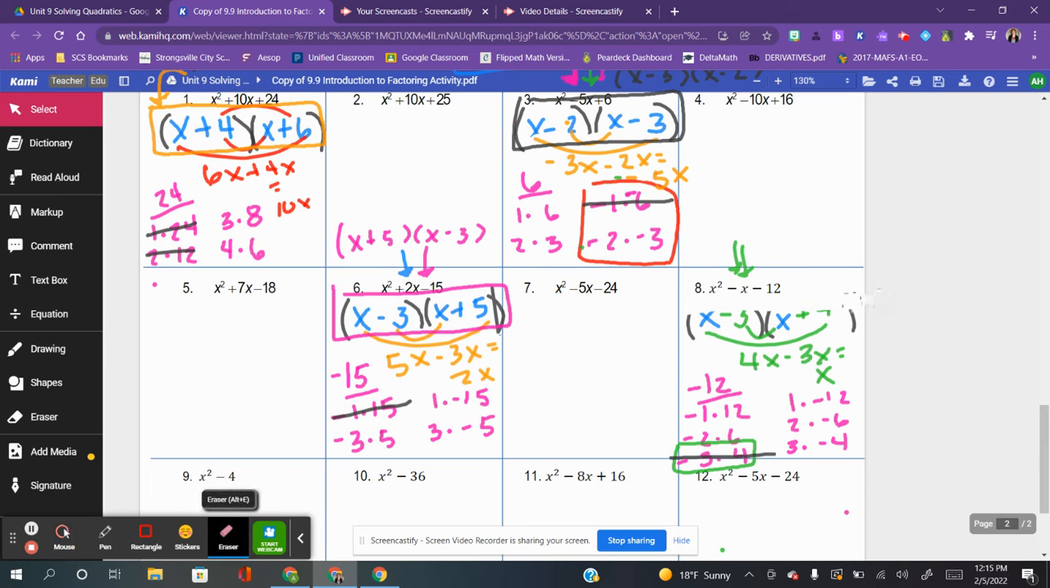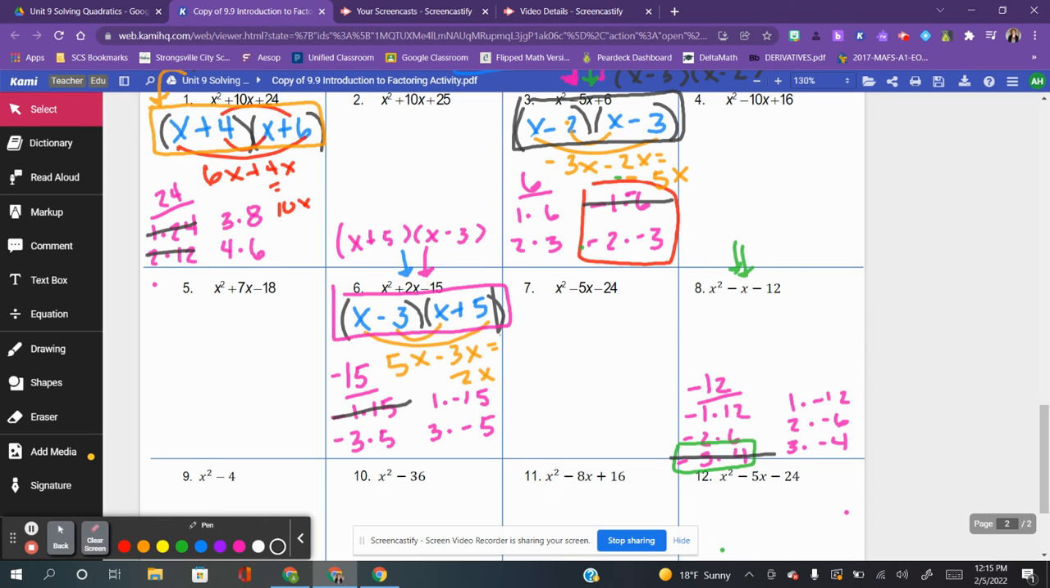I got really close, though, to it working. And so what other combo would be really close that might make it work? Well, let's try the combo of x plus 3 and x minus 4. Let's just switch the signs on those. Outside product is a negative 4x. Inside product is a 3x. And that gets me a negative 1x, which is what I want. And so these are my factors.